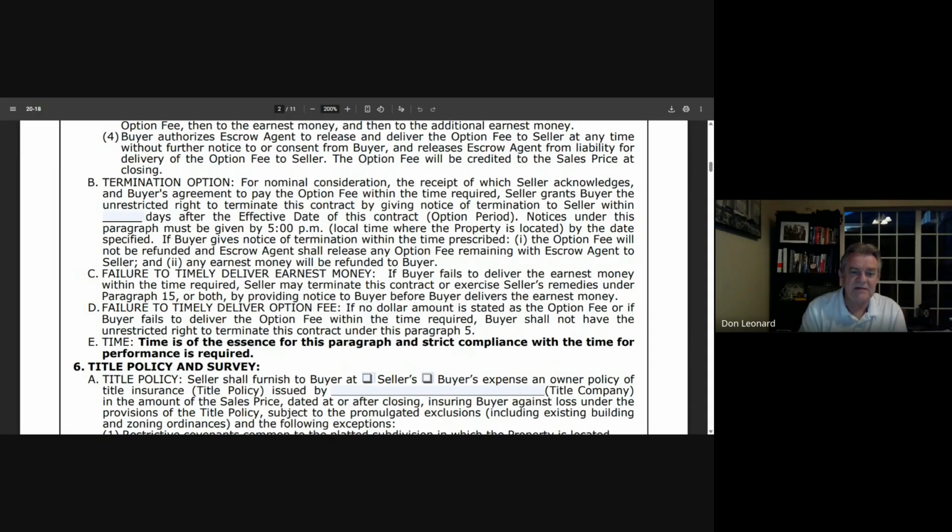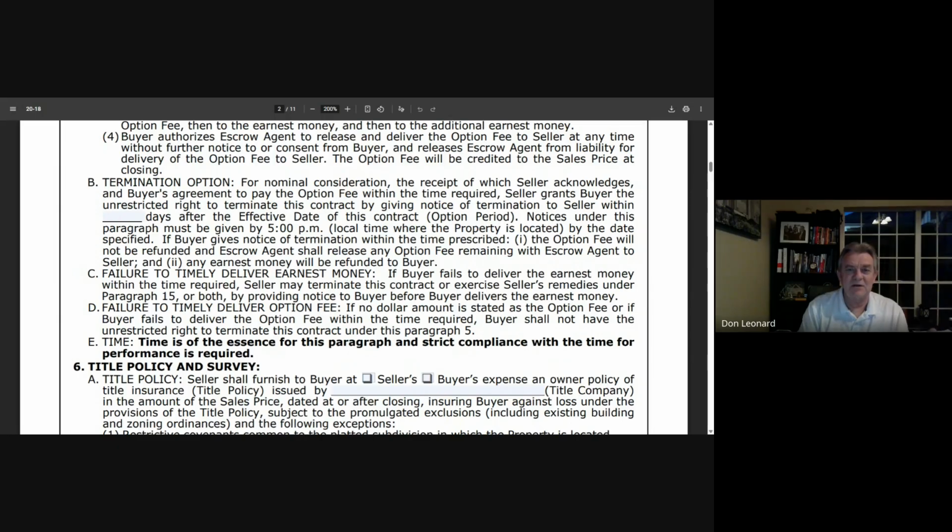Failure to timely deliver earnest money. If the buyer fails to deliver the earnest money within the time required, seller may terminate this contract or exercise the seller's remedies under paragraph 15 or both by providing notice to the buyer before the buyer delivers the earnest money. So you see, it doesn't automatically kill the deal. All it does is open the door for the seller to terminate.